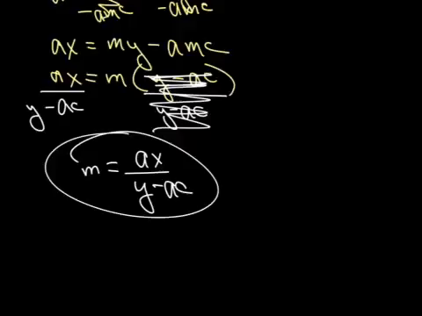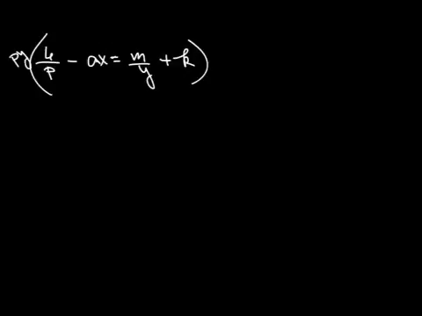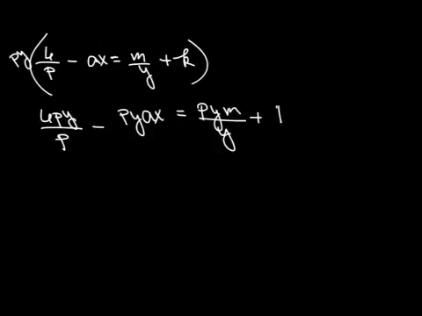So let's do one more, and then we'll call it good. And we'll do example 40.3. We have 6 over p minus ax equals m over y plus k. Alright, so common denominators, p times y. Make a parenthesis, py. Multiply this times this, this, this, and that. So we have 6py over p minus pyax equals pym over y plus pyk.